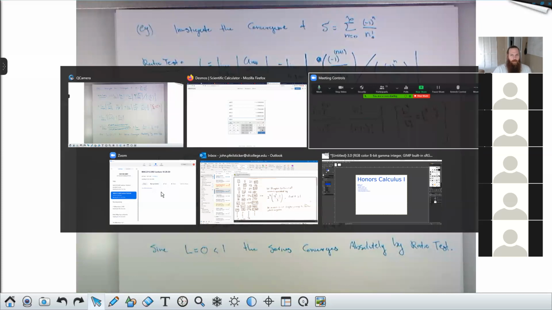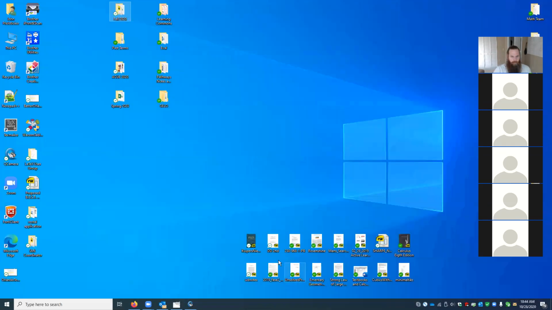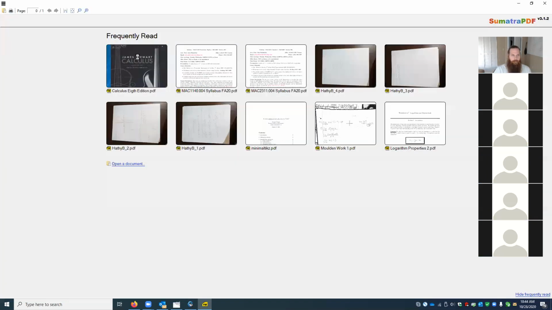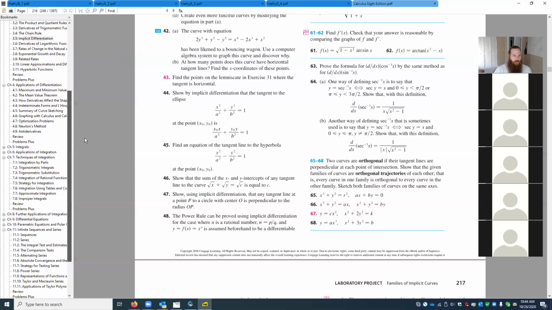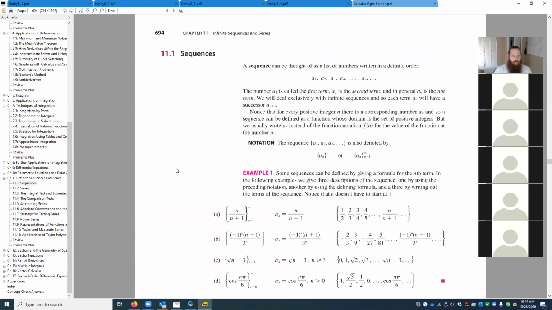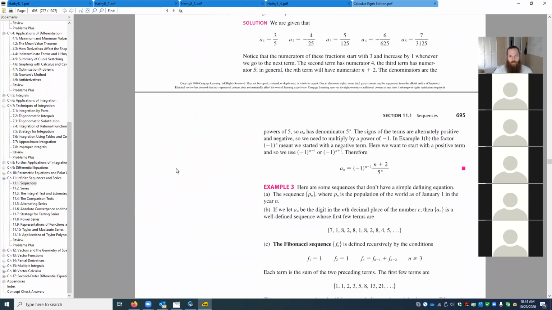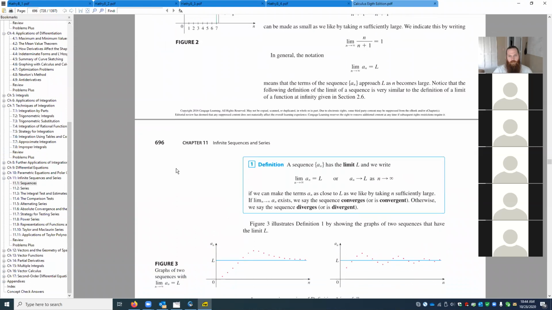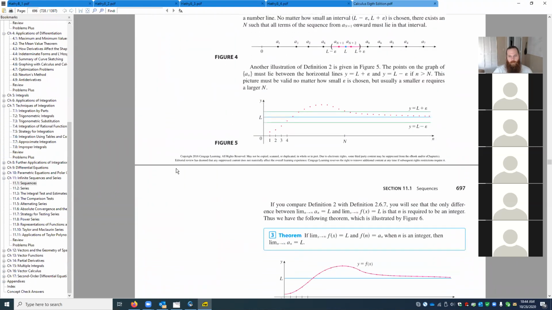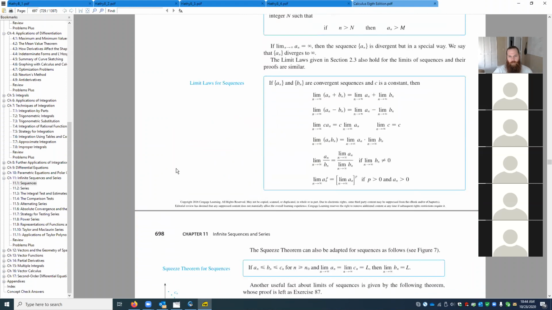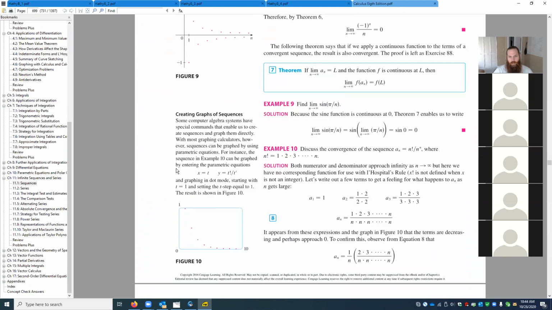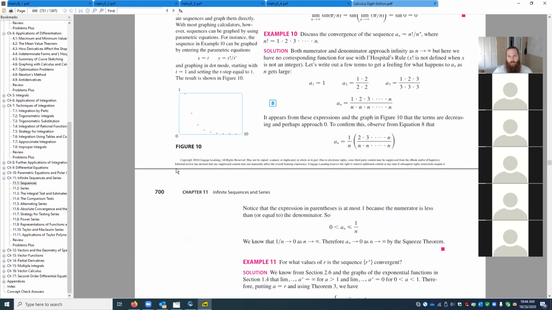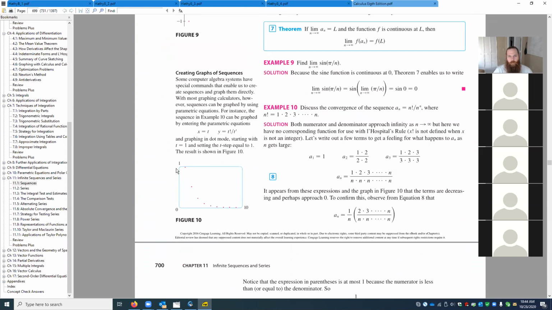Yeah, so if we look in the textbook, oh, let's see, did I close Sumatra? Come on. In section 11.1, they introduced the factorial. We introduced it as a recursive sequence. Yeah, so I think the first problem where they talk about n factorial is here.